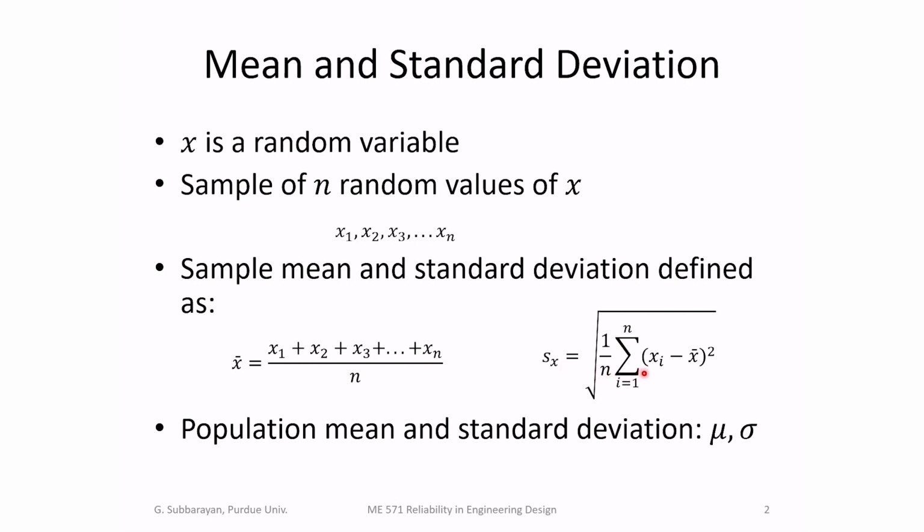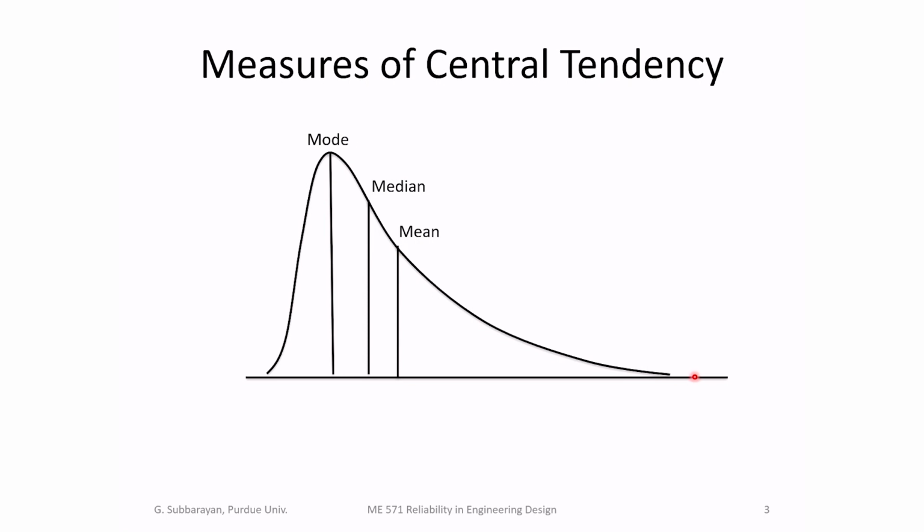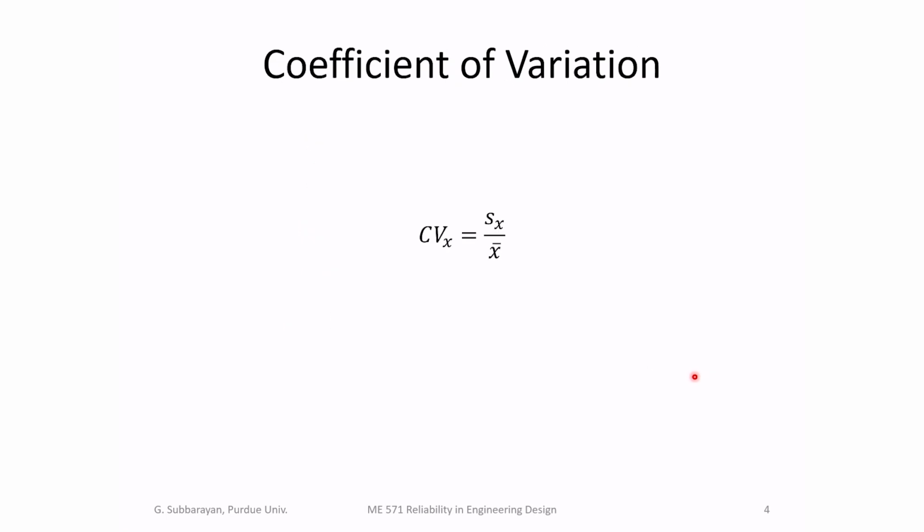also has units of the same x. So if x1 through xn are in units of millimeter, the standard deviation would also be in millimeters. And that's because we take the square root of this square. So both standard deviation as well as the mean have, in most problems, physical units. And this coefficient of variation, on the other hand, is a non-dimensional way of describing the spread, if you will, the dispersion, or the standard deviation relative to the mean. It's a non-dimensional way.